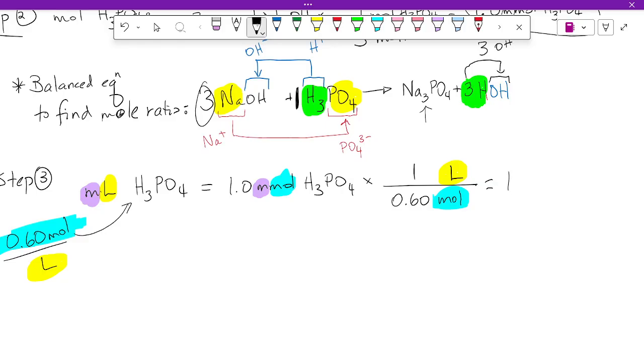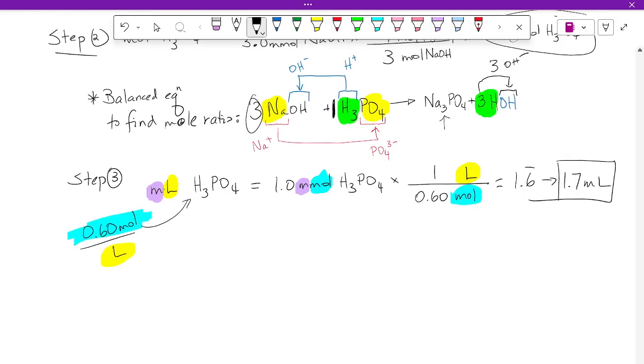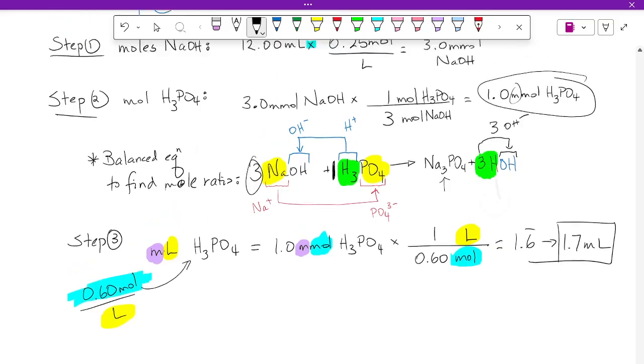Excellent. 1.6 repeater becomes 1.7 milliliters, and there we are done. Okay. Beautiful. Did that make sense? Yeah? Okay.